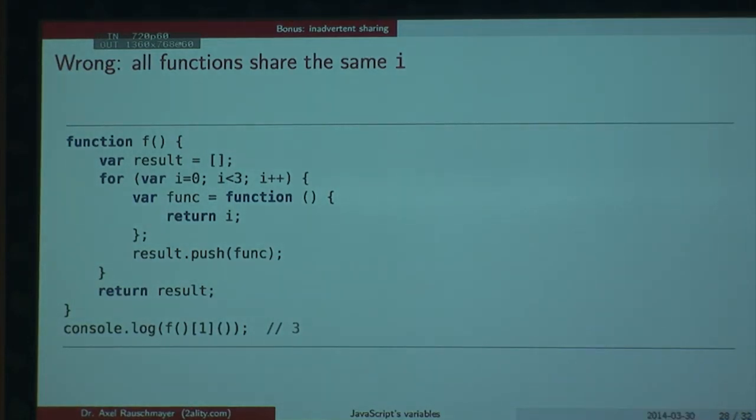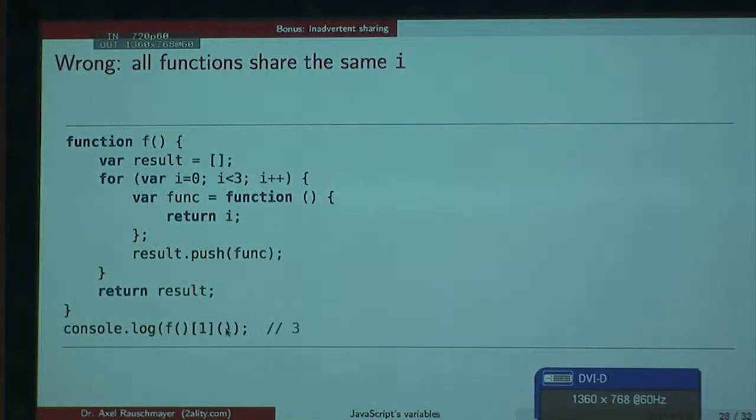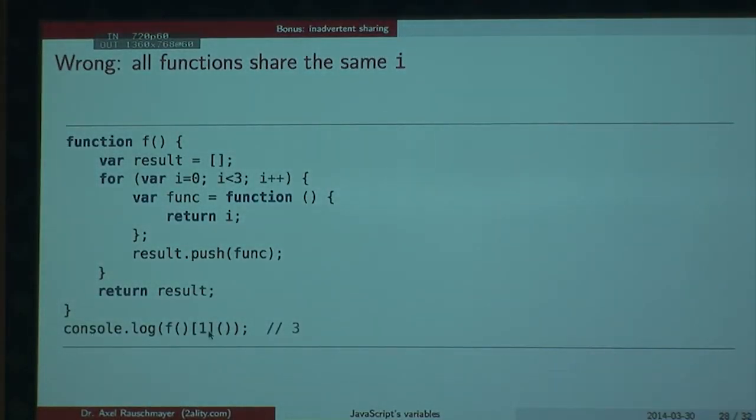And that's what we do here. We create an array and we call the function at index 1, and it doesn't return 1, it returns 3. And why is that?